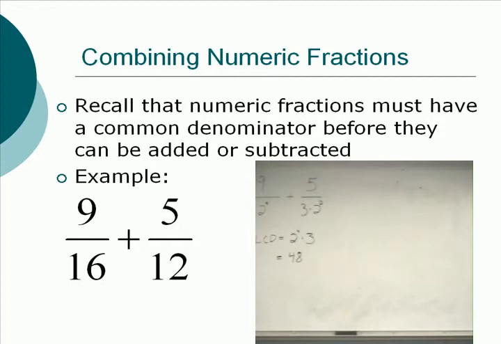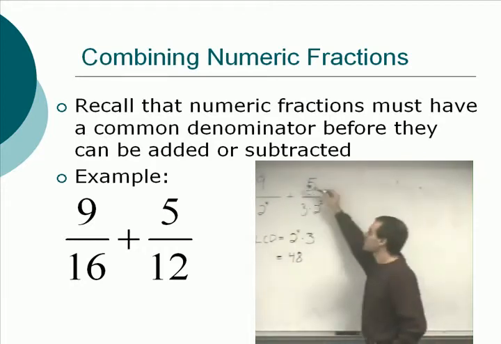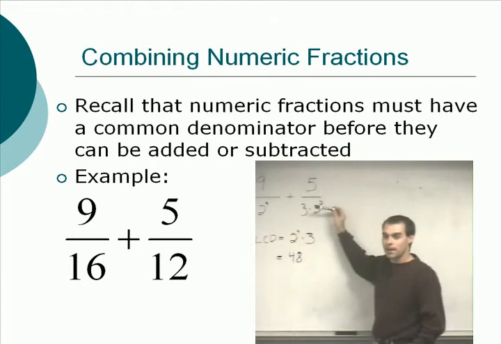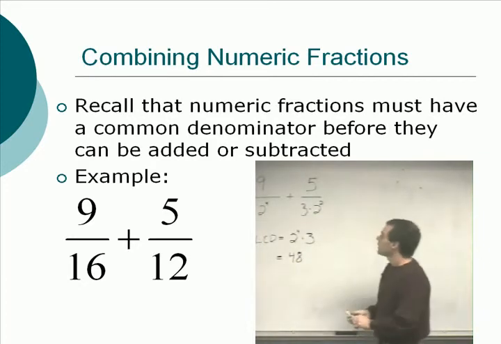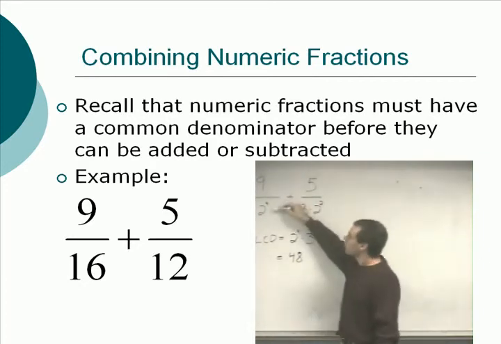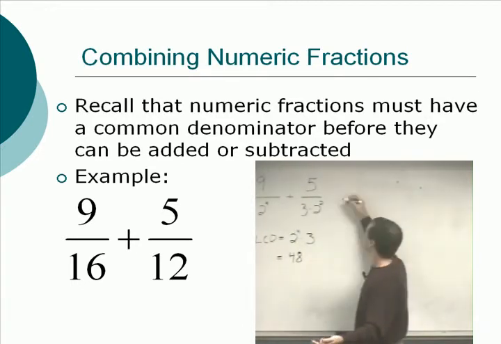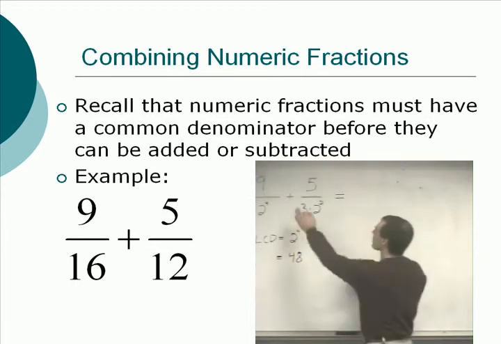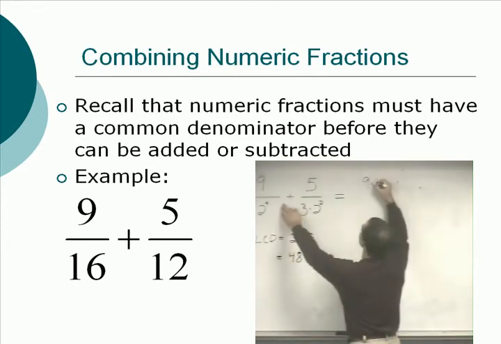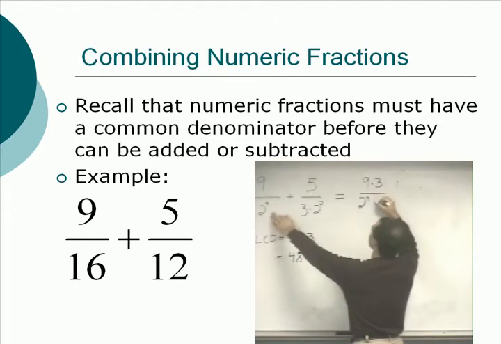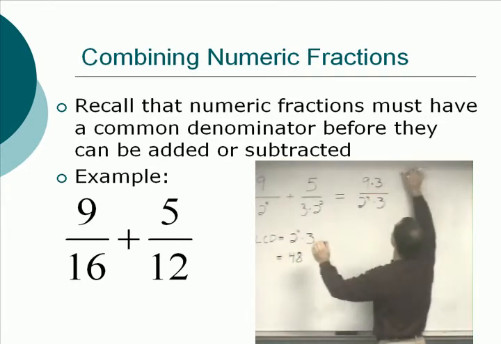Now, the other thing that establishing our LCD does is it tells us what we need to multiply each fraction by so that they can be written with a common denominator. For example, 9 over 2 to the 4th, what do we have to multiply this denominator by to get the LCD? We have to multiply them both by 3, so this becomes 9 times 3 over 2 to the 4th times 3.